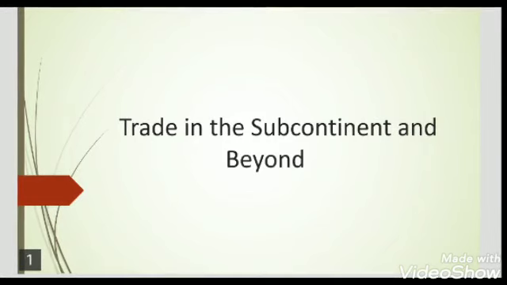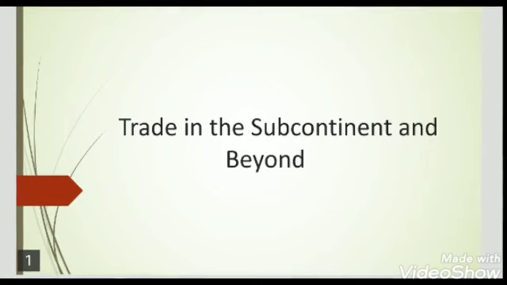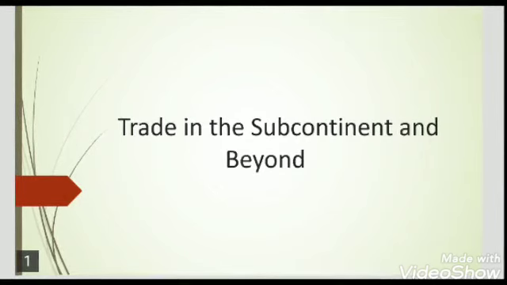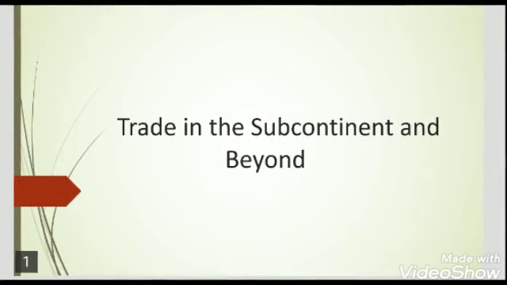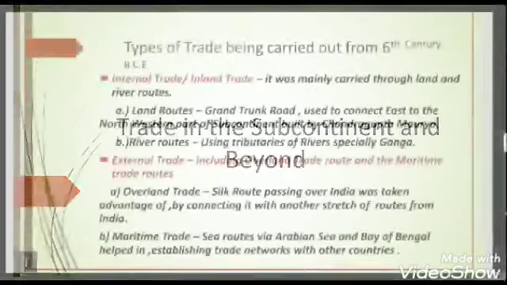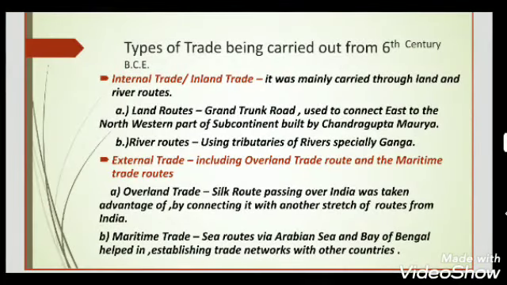How was it carried out? And what were the main features or components in this trade? And then we'll move on to describe the coins that came under circulation during this period of time. Trade in the Indian subcontinent and beyond.